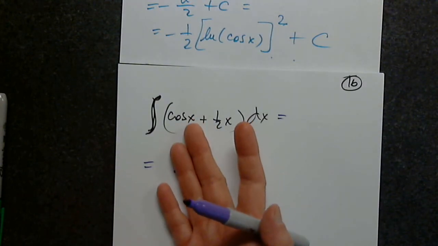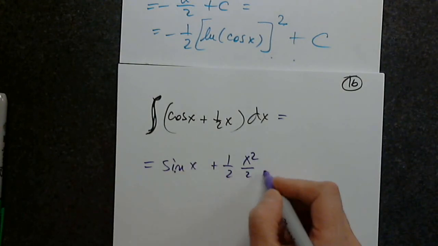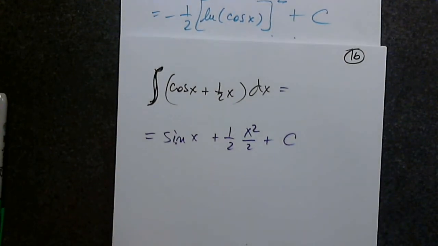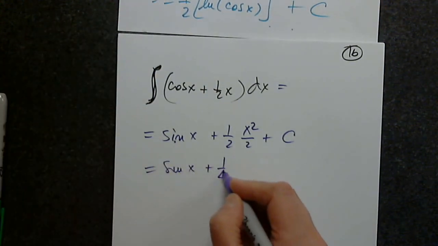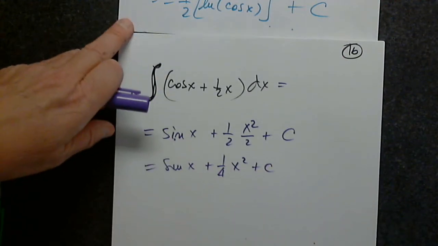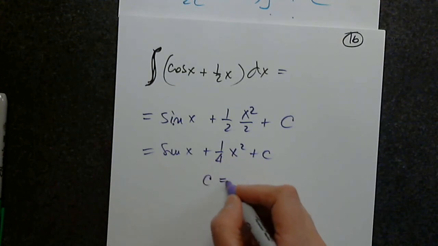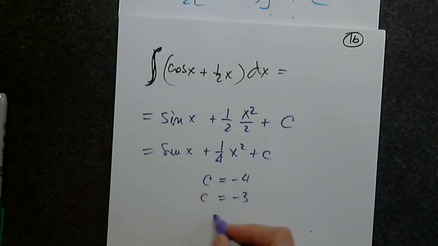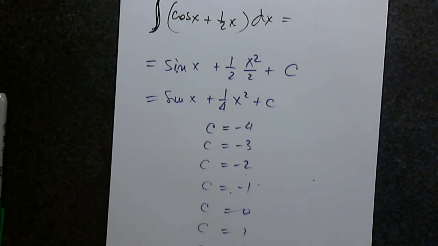Which function prime is cosine? Right, plus 1/2 x squared over 2 plus a constant c. So we have sine x plus 1/4 x squared plus a constant c. And we want to graph a few. I'm going to say c equals -4, c equals -3, c equals -2, c equals -1, c equals 0, c equals 1, c equals 2, as many as you want. C equals 3, c equals 4. Whatever the calculator allows me to.